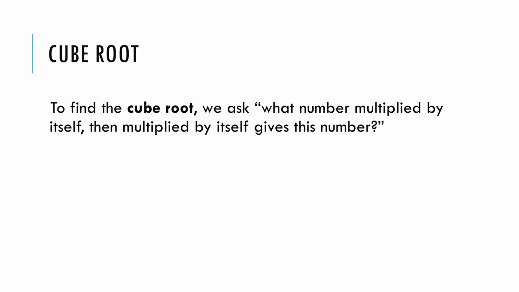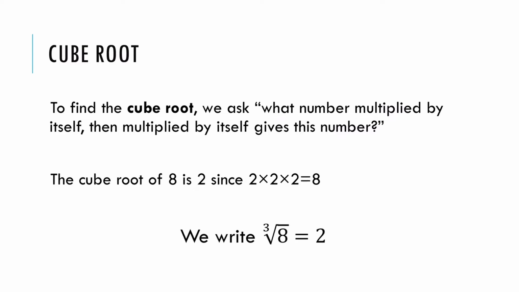Okay, let's look at the cube root now. To find the cube root, we need to ask ourselves, what multiplied by itself, then multiplied by itself again, gives us this number? The cube root of 8 is 2, since 2 times 2 times 2, or 2 cubed, equals 8. Okay, we write this as the cube root of 8 equals 2.